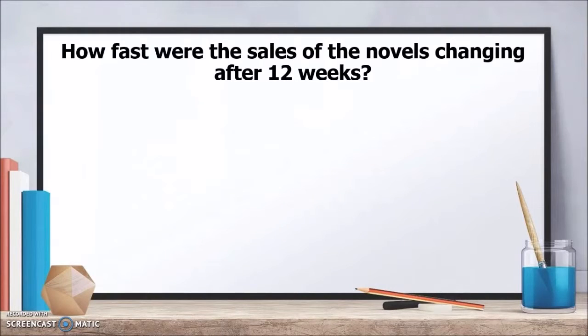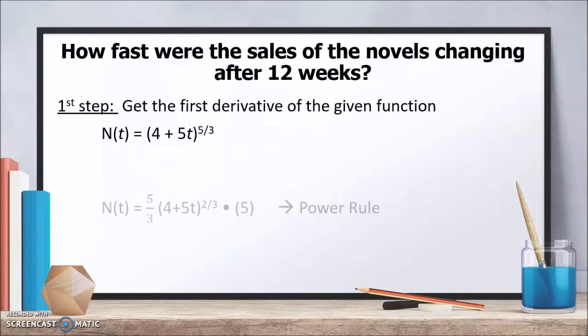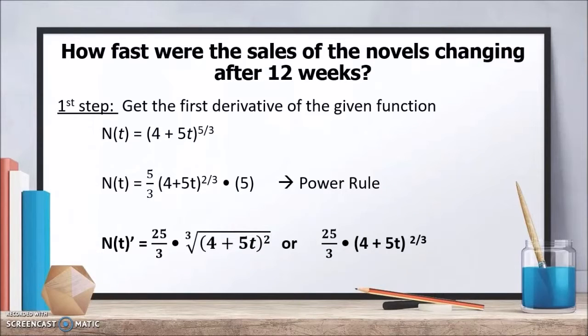How fast were the sales of the novels changing after 12 weeks? To get this, let us get the first derivative of the given function. So the given function is n of t equals 4 plus 5t raised to 5 over 3. So the next step is, let us use the power rule. Multiply the exponent to its base and subtract 1 from the exponent. Also, we need to get the derivative of the base, which is equal to 5. So there, we use the power rule. So let us simplify it.